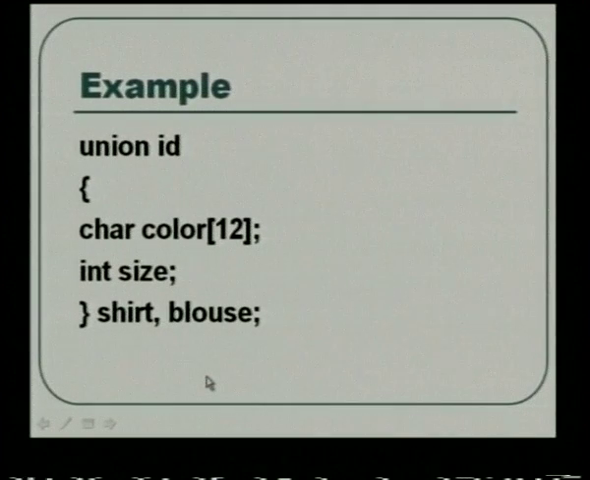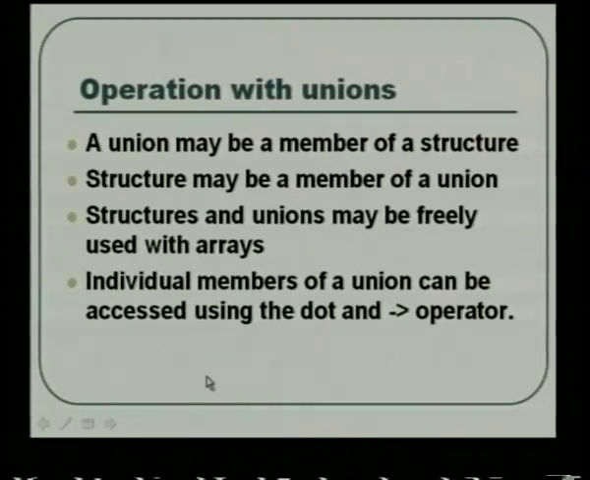So, the maximum storage value required is 12. At the time of declaration of this union itself, the compiler will allocate 12 bytes for the entire union. That 12 bytes is shared by the string whenever you use the string, and the same memory space is given to the integer when the integer is to be used. That is the difference between a structure and a union, and you are having two variables here for the union, shirt and blouse. So, what are the possible operations that can be done with unions?